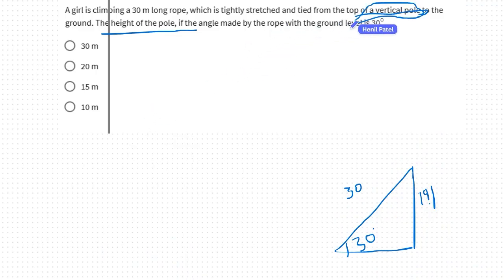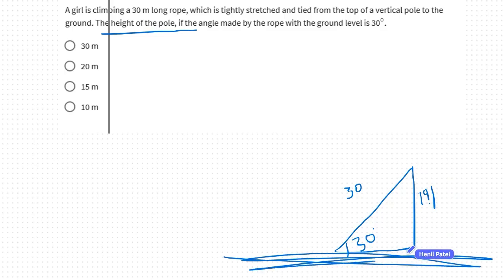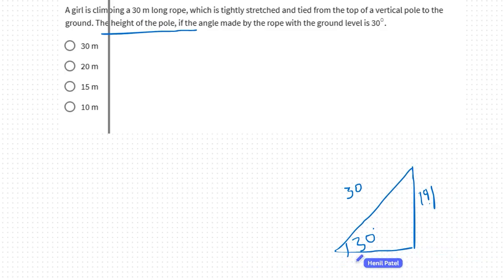What is meant by this vertical pole? Vertical pole means if there is a ground like this, it stands straight like this, no tilt. So that means this angle will be 90 degrees. That is what it means. So they are asking for height, right? How to do it?